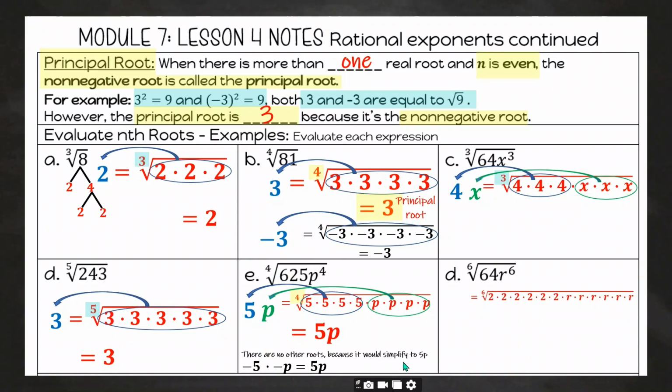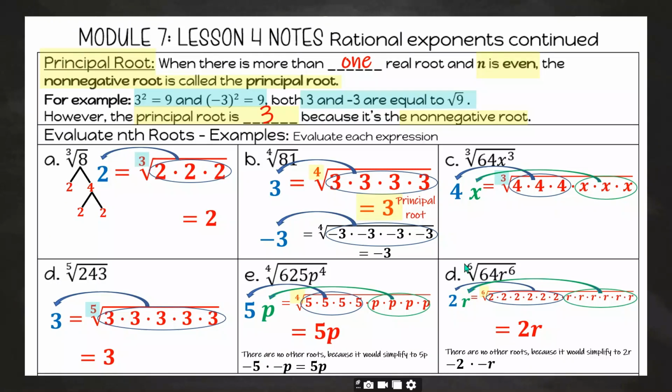And then finally, we have the sixth root. Again, that is an even root. But because I have 2 and r, it could not be a negative 2r, because a negative 2 times a negative r would give me a positive 2r. So the only root possible here, again, is 2r.